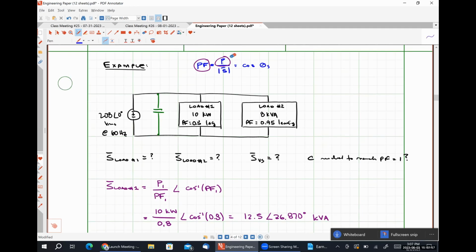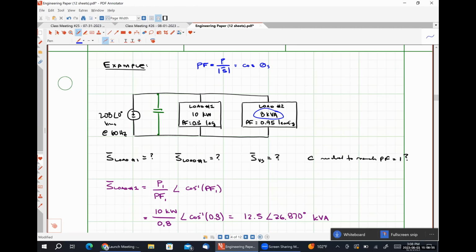Now let's look at load 2. What does this 8 kilovolt amperes represent? Average power, apparent power, or reactive power? Reactive power, because we're measuring in volt amperes. Wait, that's not right. The units of reactive power are volt amperes reactive. We just have volt amperes. So this must be apparent power.